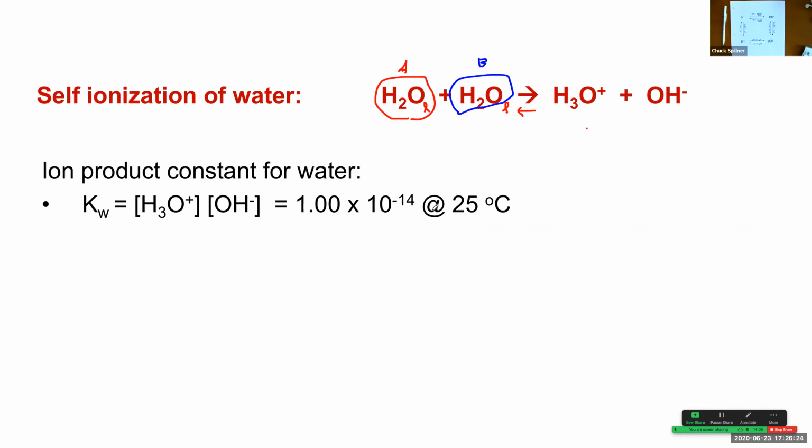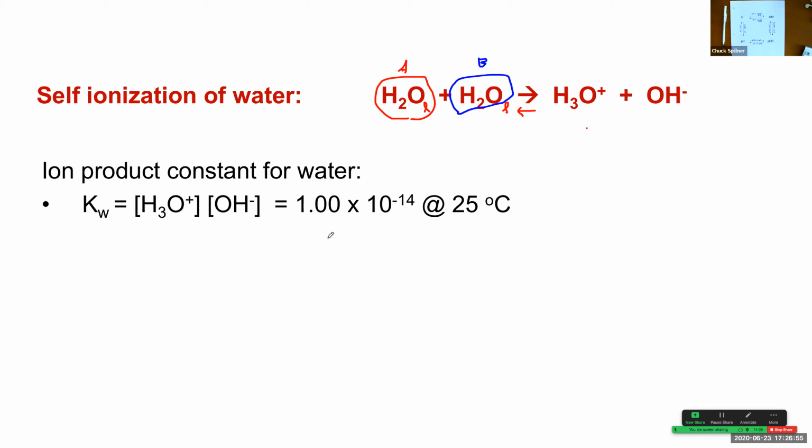And that value at 25 degrees C is 1 times 10 to the minus 14th. This is a really important physical constant for water. So anything in water, especially acids and bases, has to obey this equilibrium. What we know about equilibrium is that if you increase one, you have to decrease the other to maintain the constant.